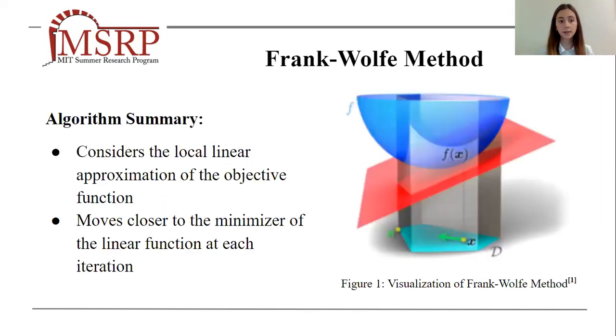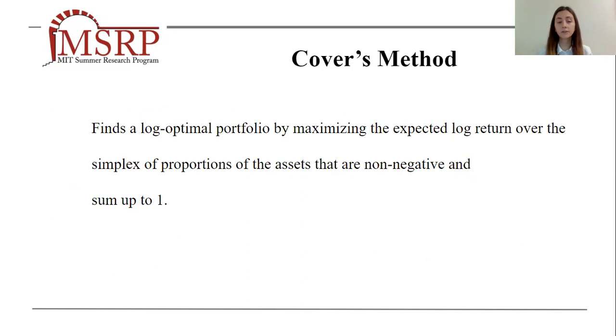What Frank-Wolfe's method does is consider the local linear approximation of the nonlinear objective function, and with each iteration, it moves closer to the minimizer of the linear function. Carver's method finds a log optimal portfolio by maximizing the expected log return over the simplex of the proportions of the assets that are non-negative and sum up to 1. What's really interesting about Carver's method is that every new iteration is defined as a multiple of the previous iteration. What I mean by that is every new iteration is equal to the step size times the previous iteration.